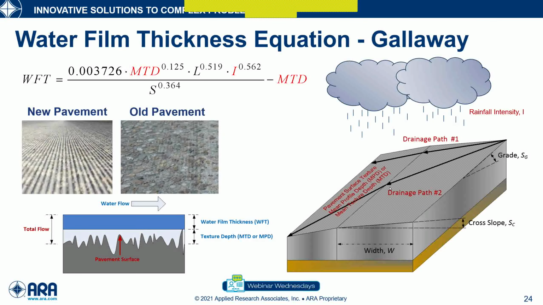So I want you to remember this pretty well, because we'll see some real world examples where we're going to see that combination of uncontrolled grade and almost no cross slope, which originates a long drainage path and subsequently an increased water film thickness and of course an increased risk of hydroplaning.